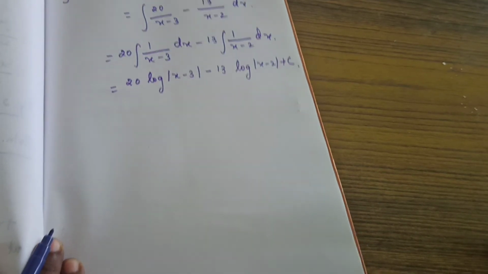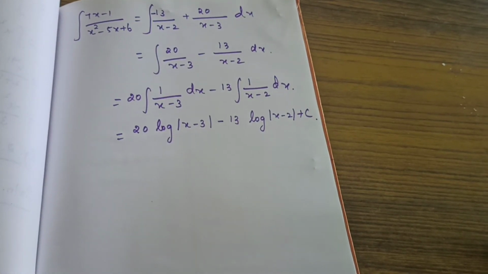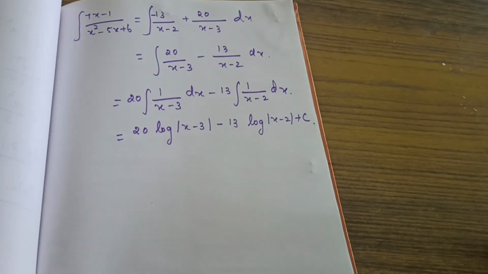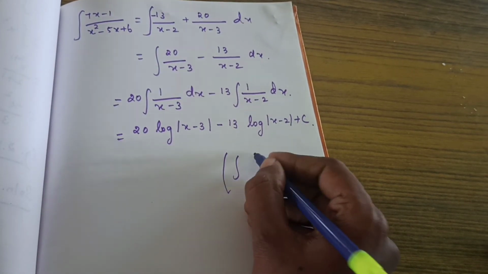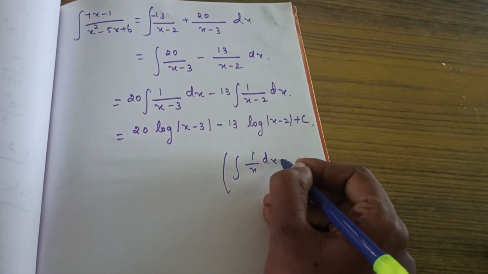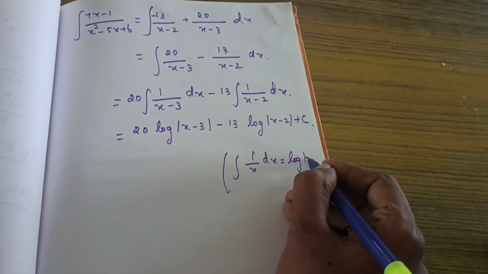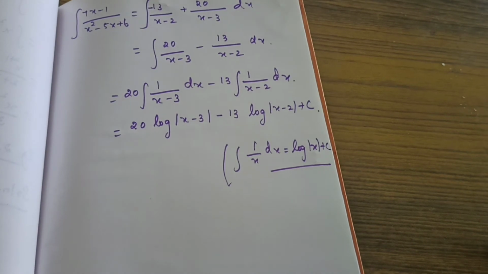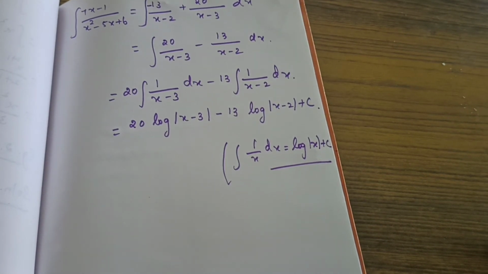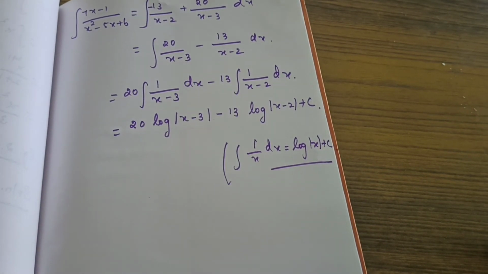Afterwards substitute both the values in the integral here. Then separate it as two integrals. Then substitute by using the formula. Here what is the formula we are using? Integral of 1 by x dx is equal to log of mod x plus c. Here what is the x value? In this place it is x minus 3. So log of modulus of x minus 3.